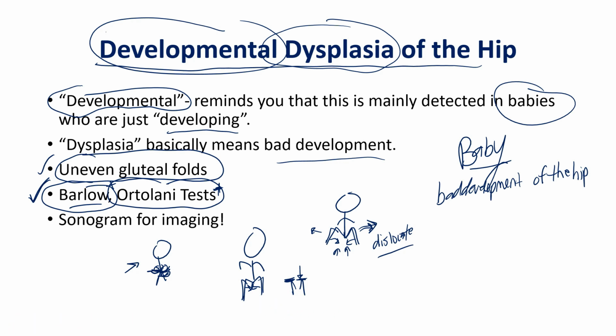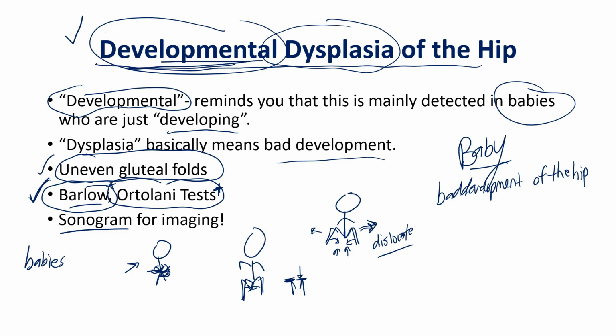Now here's something really high-yield to know about this disorder, developmental dysplasia of the hip. The x-ray is not the imaging modality of choice. The reason is because it's a baby, and babies don't have fully developed bones yet. They haven't fully calcified, so you have to use a sonogram to detect this. Okay, so that is developmental dysplasia of the hip.